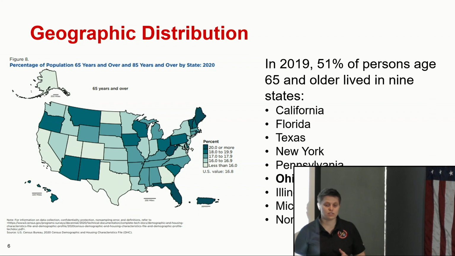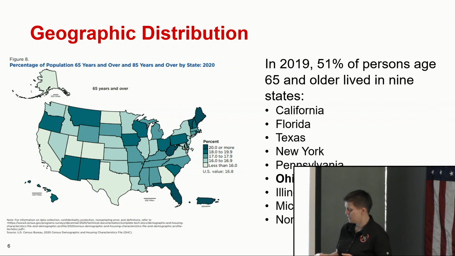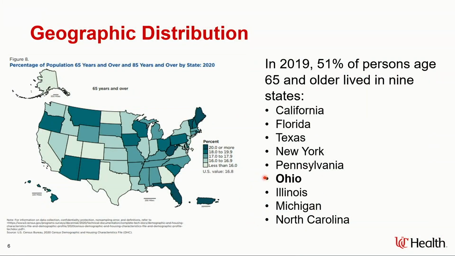Now, where are these patients? I think it's important to recognize that Ohio, which is where we are right now, is on the list of regions of the country where the most patients over 65 live. You can see in the map on the left that the darker shaded states have a higher percentage of people over the age of 65. And this list on the right demonstrates that over half of people over the age of 65 live in these states. And impressively, like I said, Ohio made it to the list.